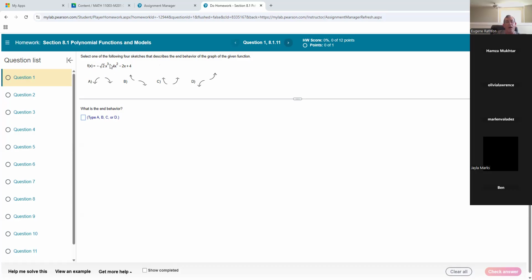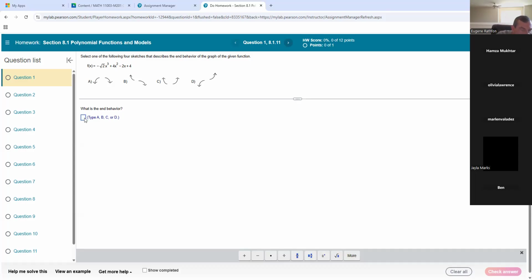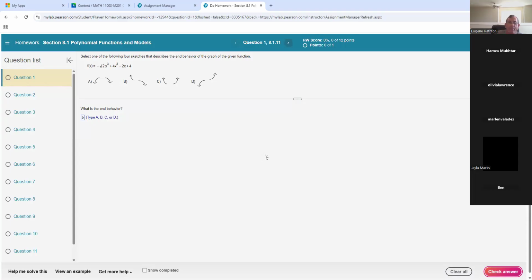So y'all, when it was odd and negative, would we pick A, B, C, or D? So B, right? It's odd degree and it's negative, so that graph should go downhill left to right. So y'all, you would come in here, put a B in the blank, and you're going to check your answer.